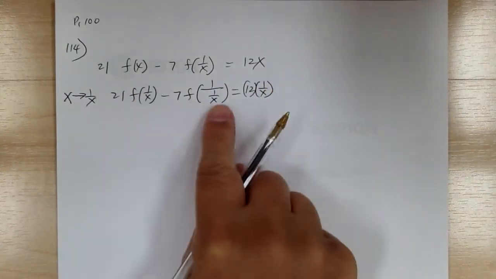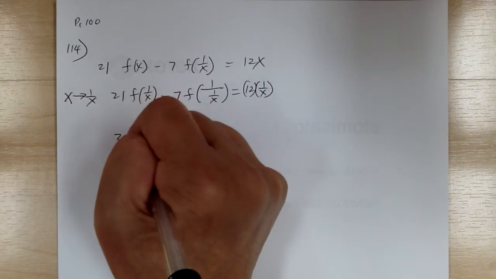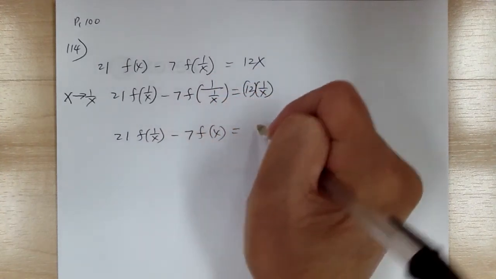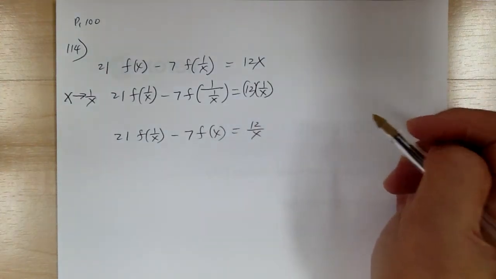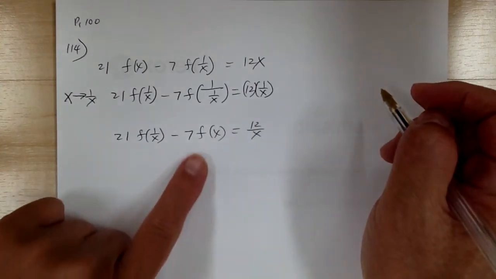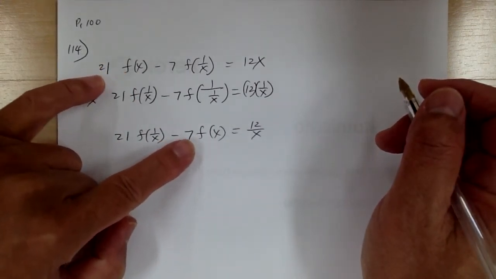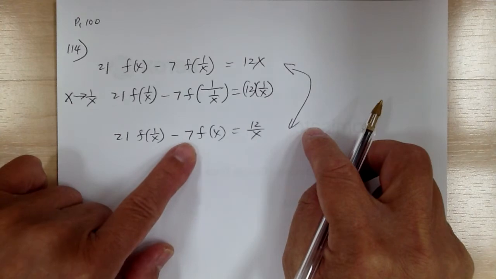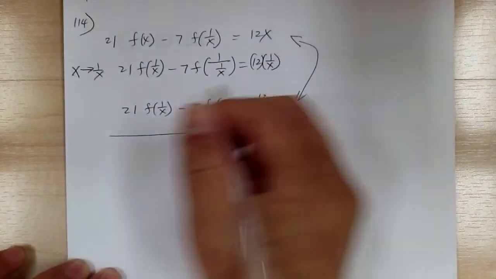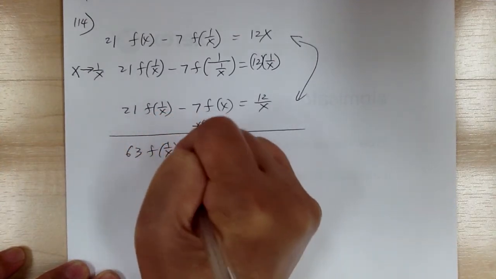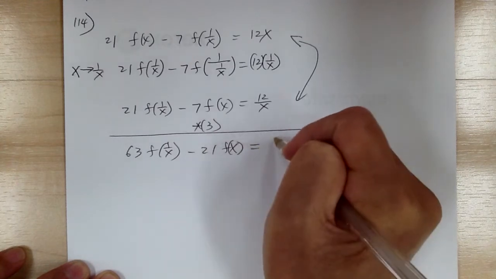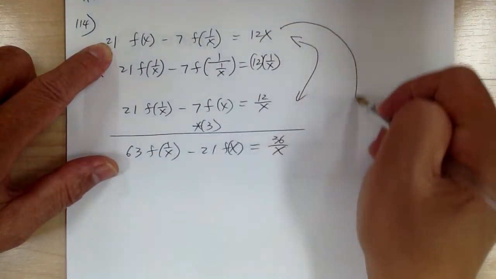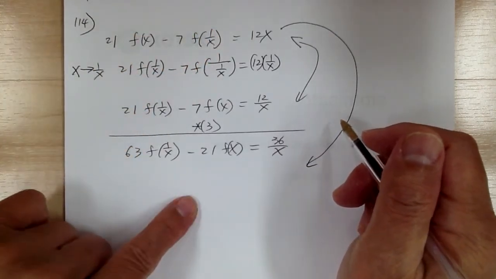Now we're going to simplify this a little bit. So you got 21 f of 1 over x minus 7, 1 over x equal to x. And this becomes 12 over x. Now you notice that you have f of x over here. So we're going to use the elimination method between these two equations. So I'm going to multiply this by 3. So I get 63 f of 1 over x minus 21 f of x equal to 36 over x. Now I have the opposite, so I'm going to move the first equation down here and rearrange the terms.